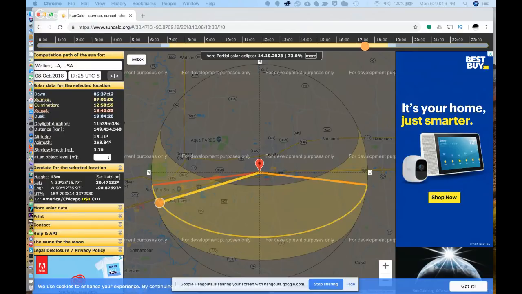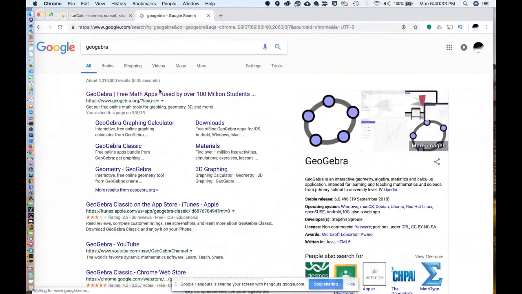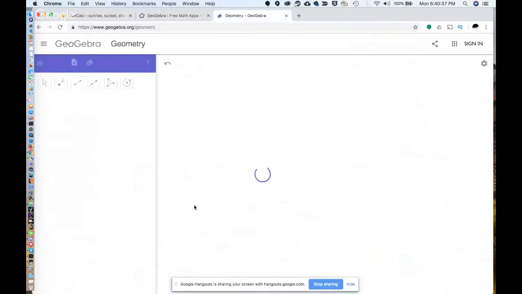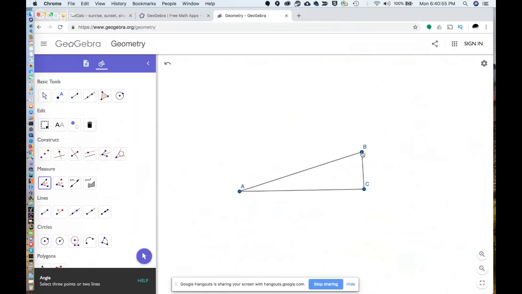Okay, so the altitude or the angle of the sun going across the bat is 15.11 degrees. So that means, let's go to GeoGebra real quick and let's diagram this. Geometry. Just draw some lines. Okay, so assuming the bat is BC, and let's put an angle on there to make this clear.